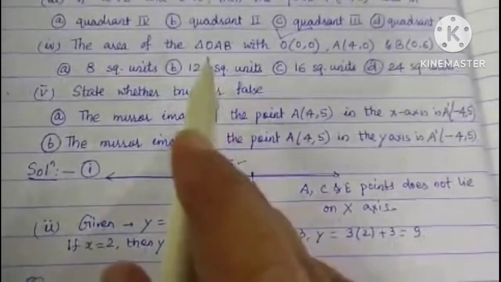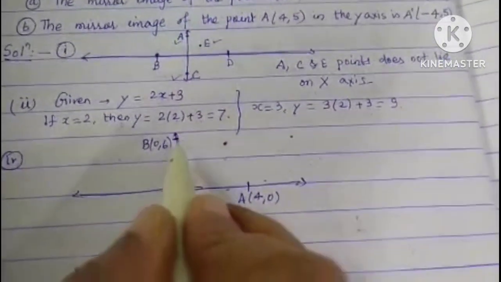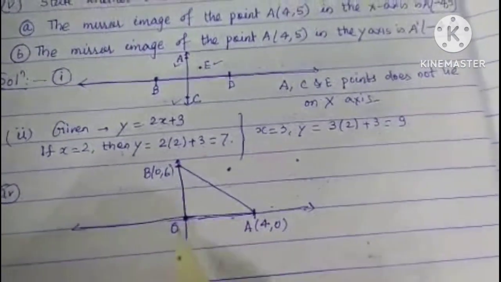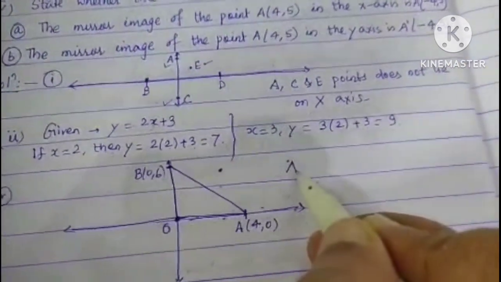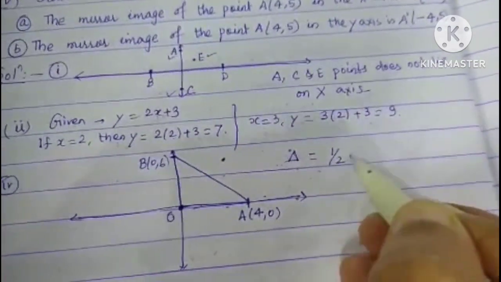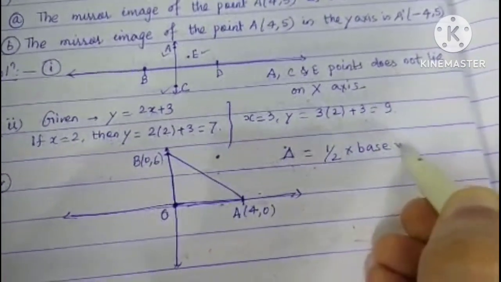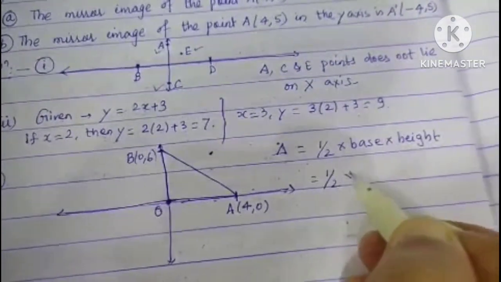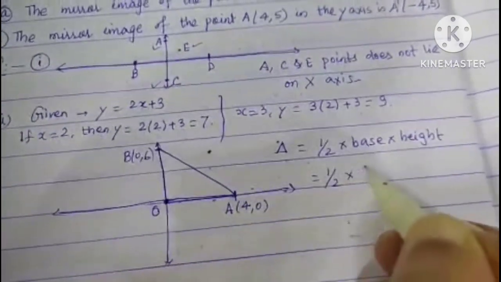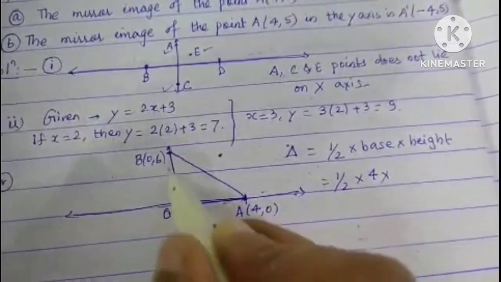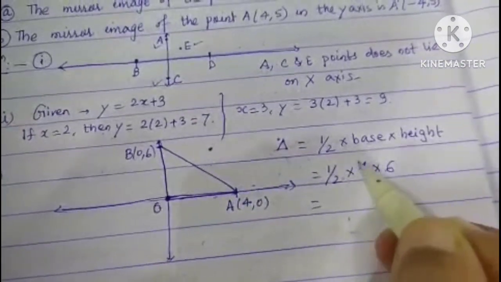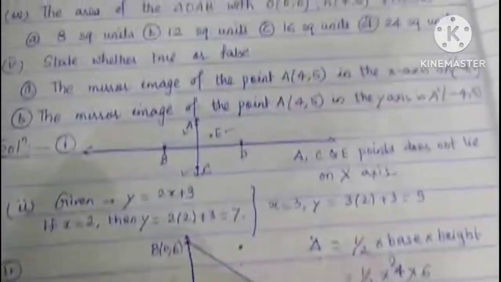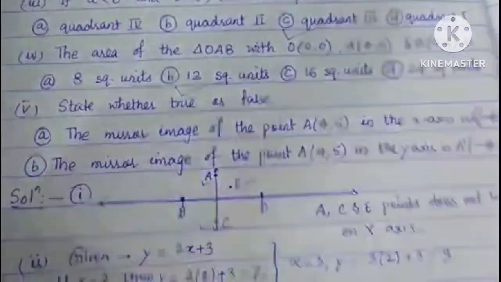So if you form a triangle OAB, we have to find its area. The triangle will be like this. This will be the triangle OAB. Its area is equal to half of base into height, we all know. And what is the base here? Base is 4. And what is the height here? The perpendicular height is 6. So it will be 12 square units. Simple one. So its answer will be 12 square units.